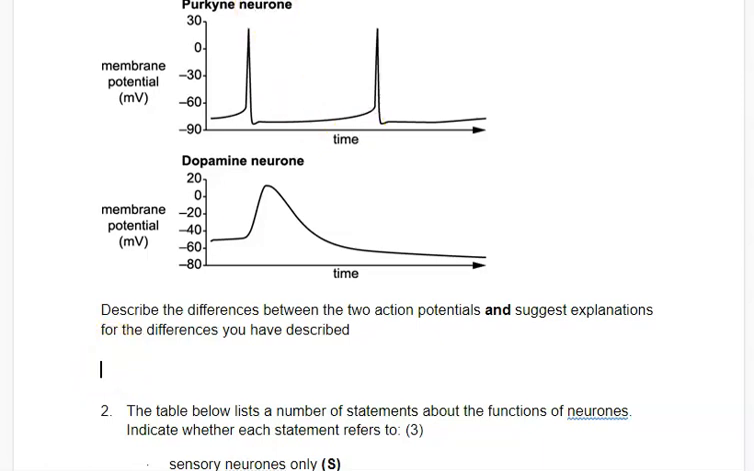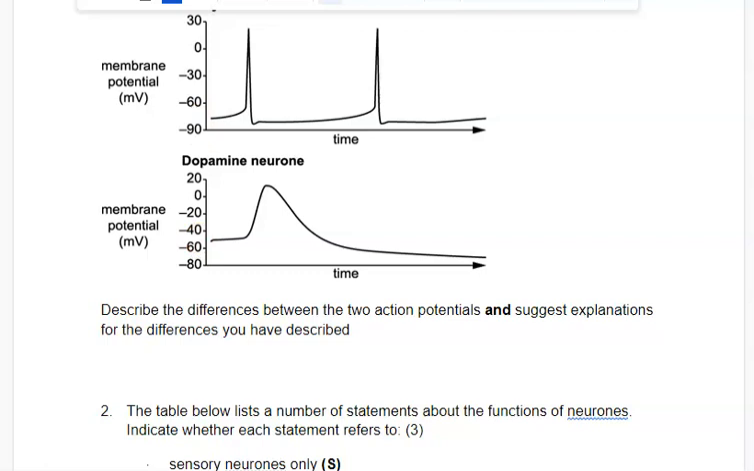So the first one that we could look at is, let's look on the y-axis first actually and look at the difference between them. So this one here, the dopamine has actually got, if we look here, you can see that it's got a resting potential here at the beginning, which is much lower, or no, actually higher, sorry, than the one on the Purkinje neuron. So that's going to be my number 1.